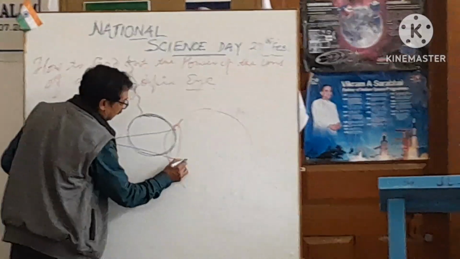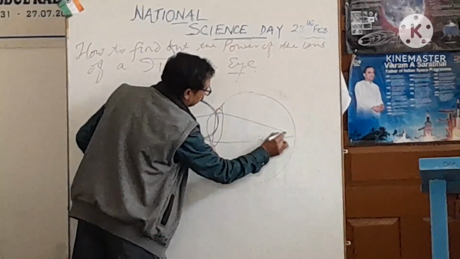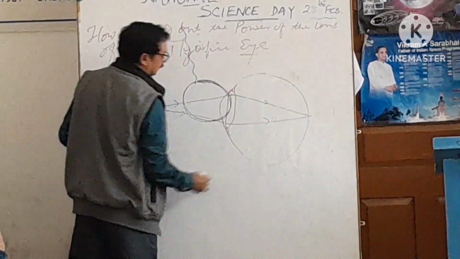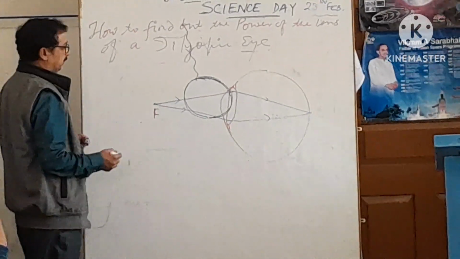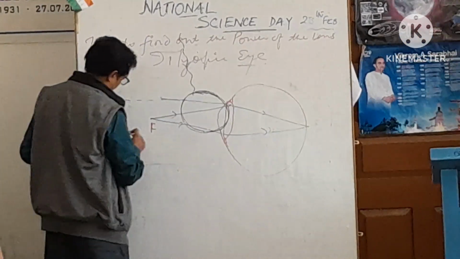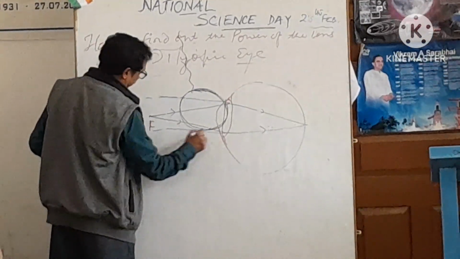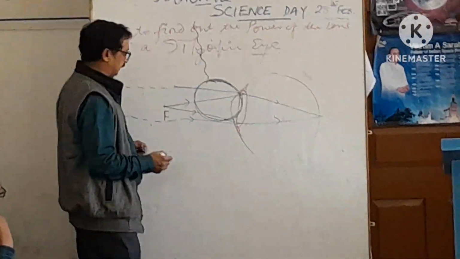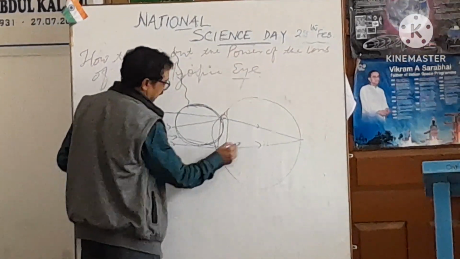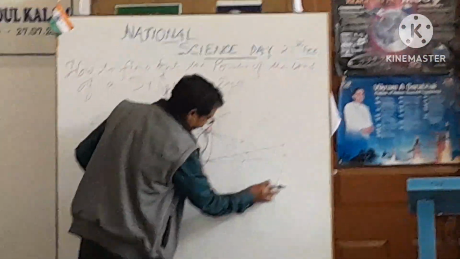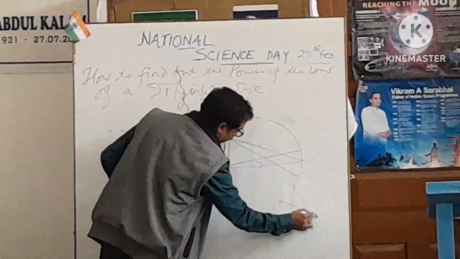As his far point comes near, the light rays are not focused on the retina of the eye. If the light rays are coming from infinity, what happens? I am explaining in the same way as the diagram, because time is very less. The light rays intersect in front of the retina.